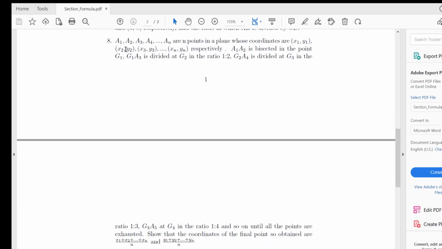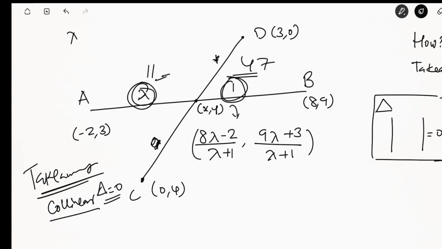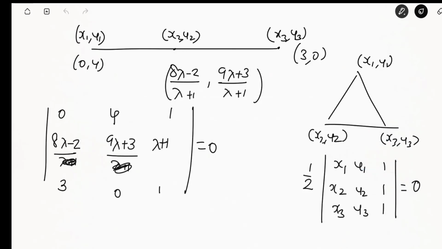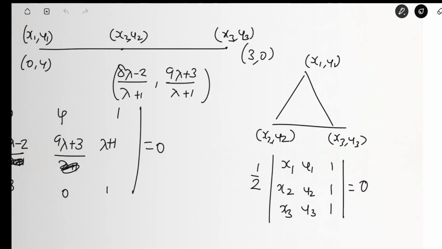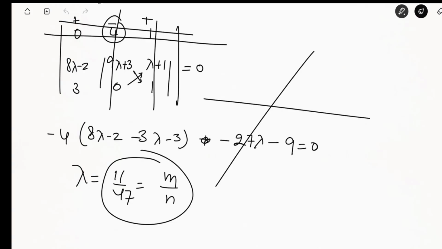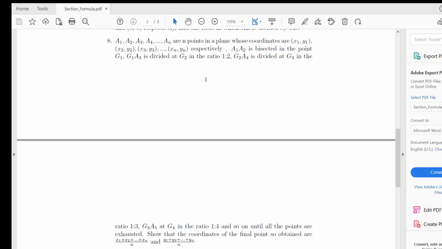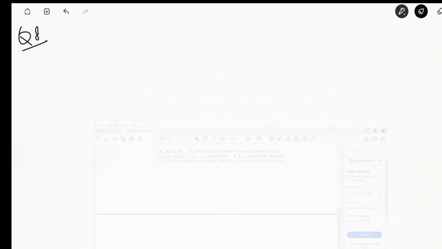Moving to question 8. It says A1, A2, A3, A4, ..., An are n points in a plane whose coordinates are x1, y1, x2, y2, and so on, xn and yn respectively. Alright, A1, A2 is bisected in the point G1. So let's keep drawing it, then it will be clear. Question 8. Oh, we are almost halfway. Total 13 questions are there.